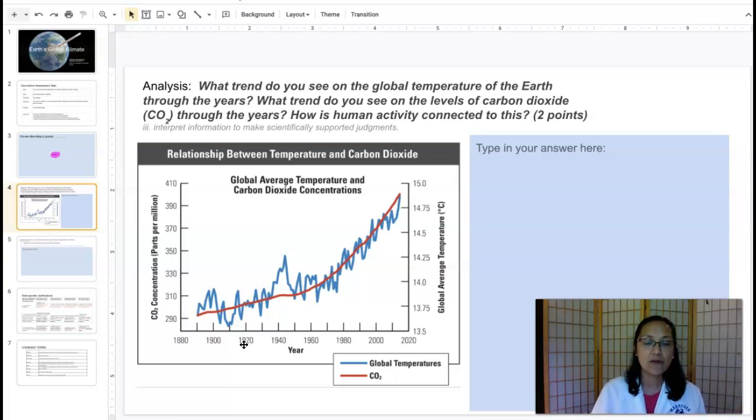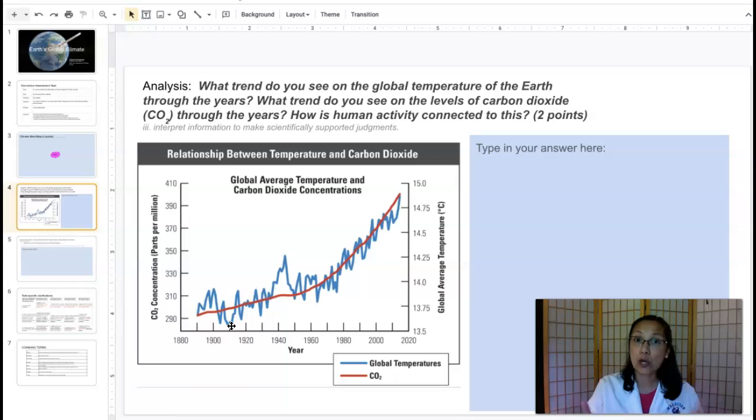But what I'm asking for is the trend. If you look at it, as the up and down of the blue line happens, is it basically going up or is it basically going down, right? So think of it as like a slinky, right? Is the slope going upwards or is it going down, right? So that's what you need to answer for the first one.